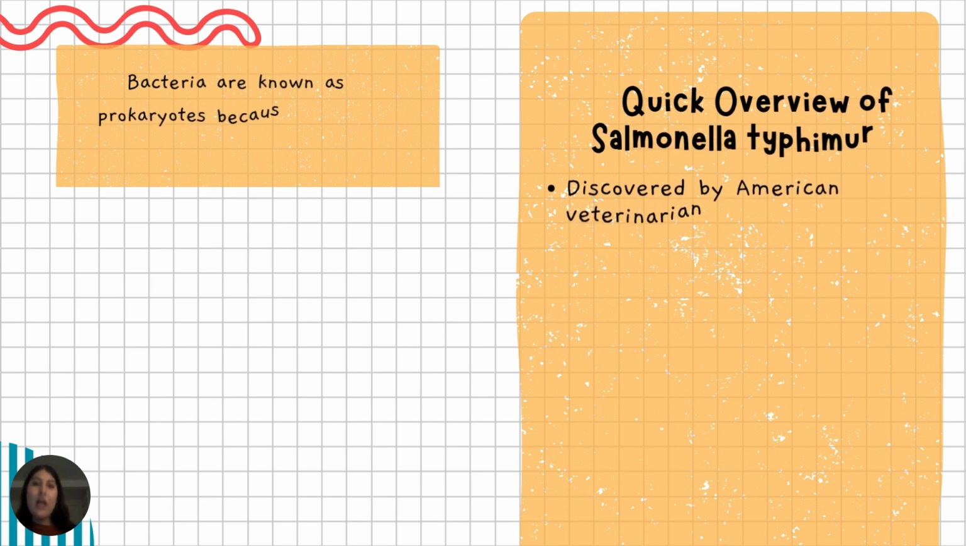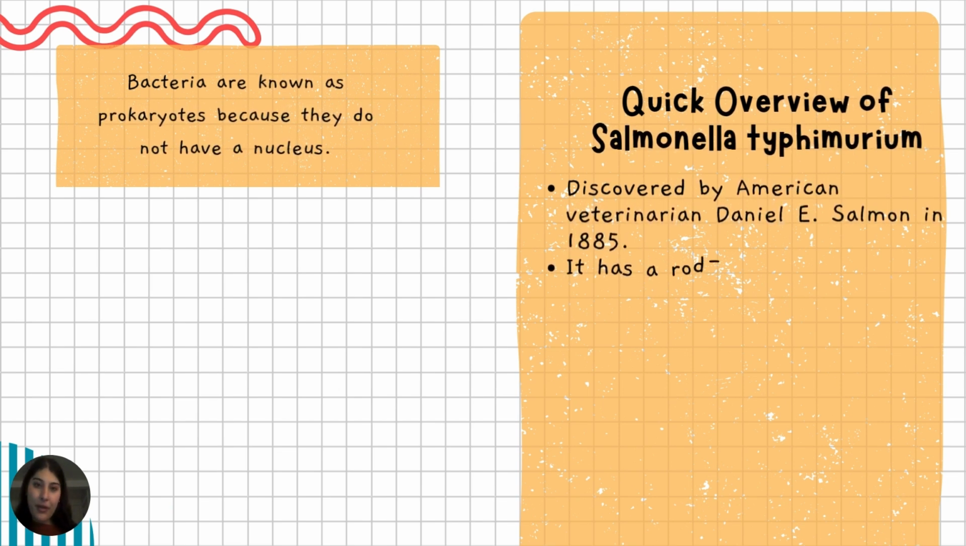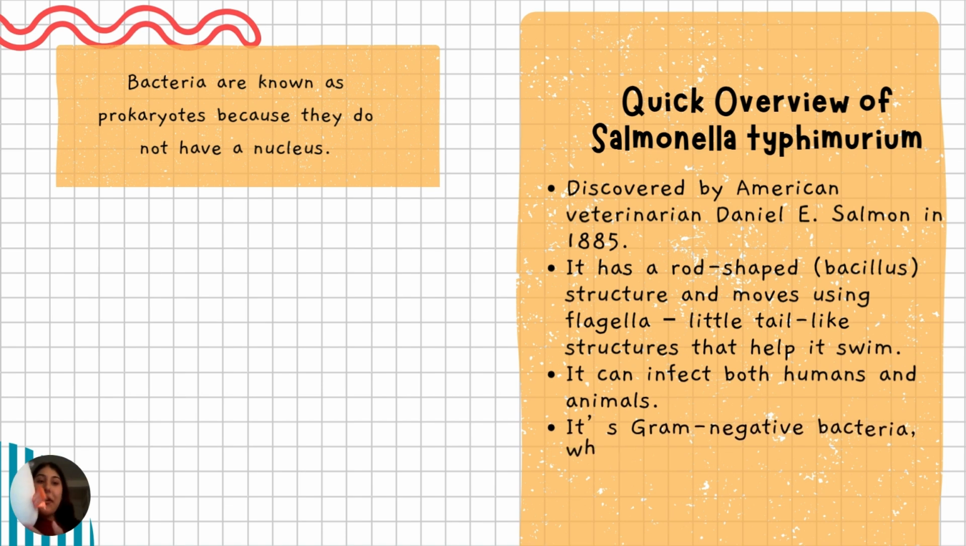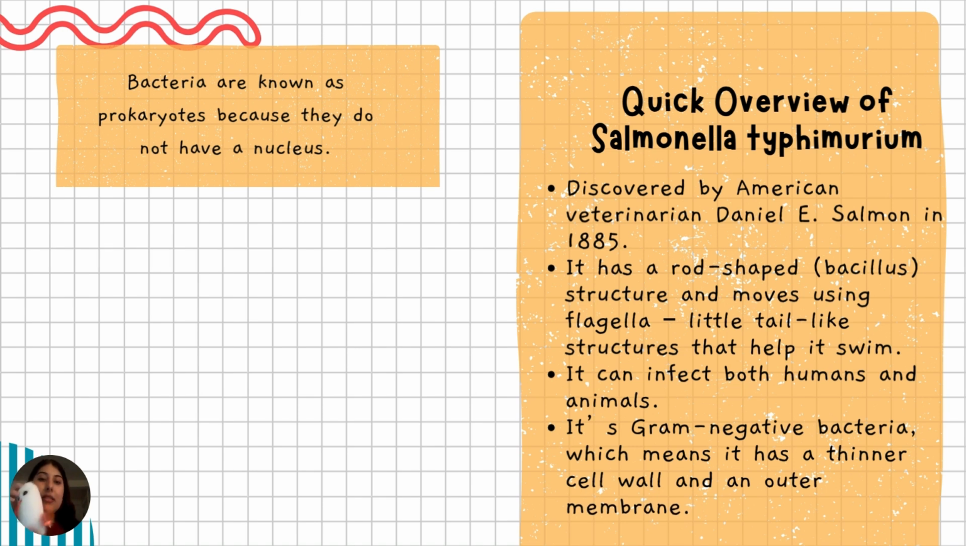Well, let's start with a quick overview about Salmonella typhimurium. Salmonella typhimurium was discovered by an American veterinarian named Daniel E. Zellman in 1885. This bacteria right here is a rod-shaped bacteria, also known as bacillus bacteria. This structure also comes with flagella. Flagella are these little tail-like structures which allow the bacteria to swim. This bacteria also is a gram-negative bacteria, which means it has a thinner cell wall and outer membrane.